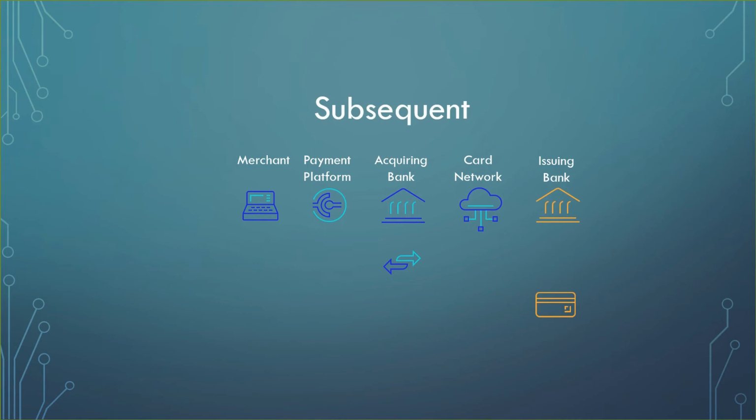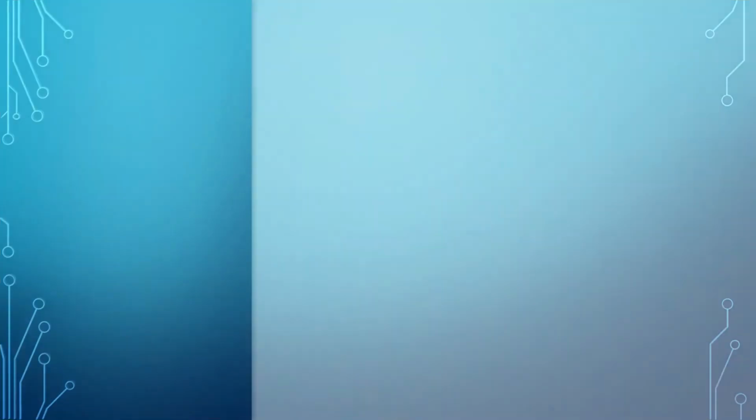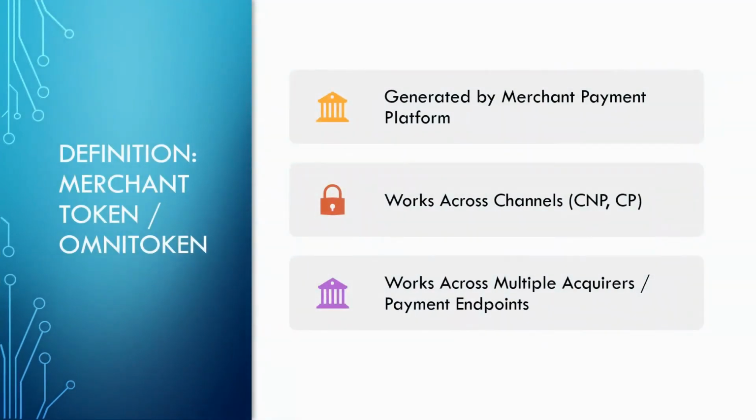So let's talk about the next one on the list, and the final one, which is the merchant token or Omni token. I'm very excited about this. This is a token that's generated by the merchant payment platform. And I'm very proud to say this is something that ACI supports and has supported for years. So I know a lot about this.